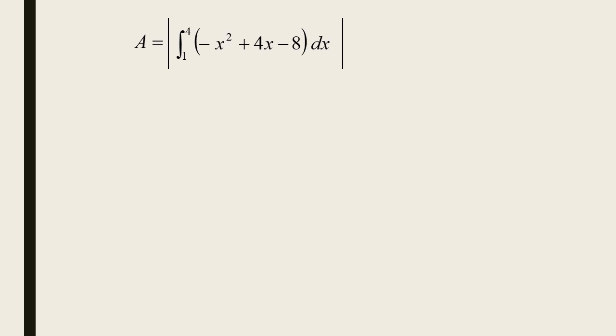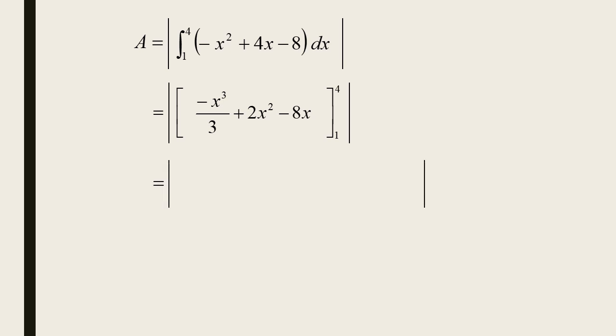We have negative x squared, which will be negative x cubed over 3, and then 4x will be 4x squared over 2, which is 2x squared, and then negative 8 will be negative 8x. And then we have to substitute the limits from 1 to 4. So substitute 4 first. 4 cubed is equal to 64. So negative 64 over 3 plus 2 multiplied by 4 squared. 4 squared is 16, multiplied by 2 is 32. And negative 8 multiplied by 4 is negative 32.